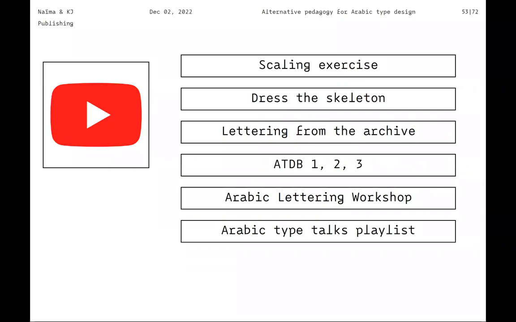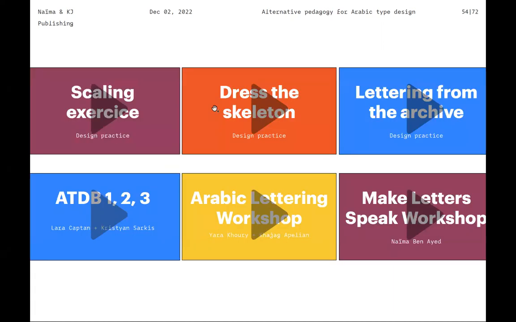We would love to create a YouTube channel where we can both create playlists of existing content and also share short tutorials with different design exercises, echoing the workbook. It could also be a place where different Arabic type design workshops or lettering workshops are archived, as a collective effort to put this somewhere in one place. And yeah, these are some ideas of what could go there.